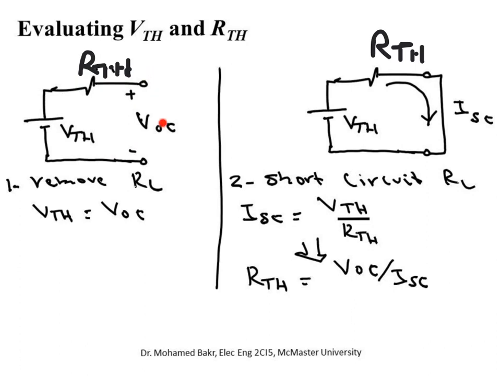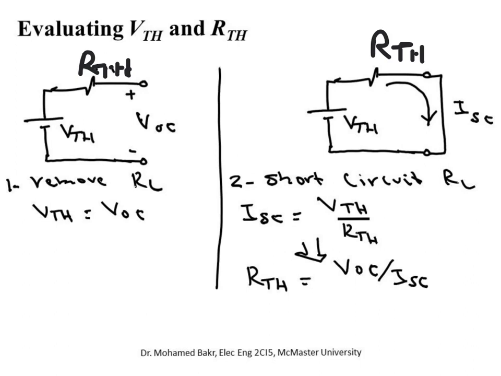The voltage you're going to be measuring here, V open circuit, will be equal to V Thevenin. Okay, so this is very important to understand. You replaced your circuit by an equivalent voltage in series with an equivalent resistance. So if you keep this port, between these two terminals, open circuit, then V open circuit will be equal to V Thevenin because there is no current flowing.